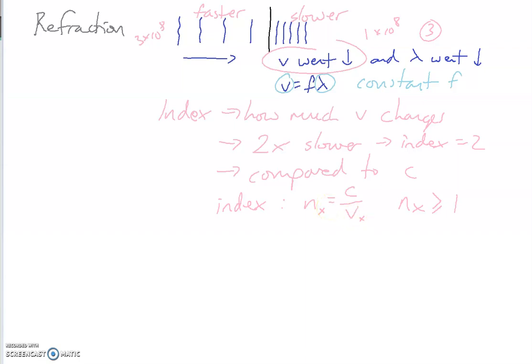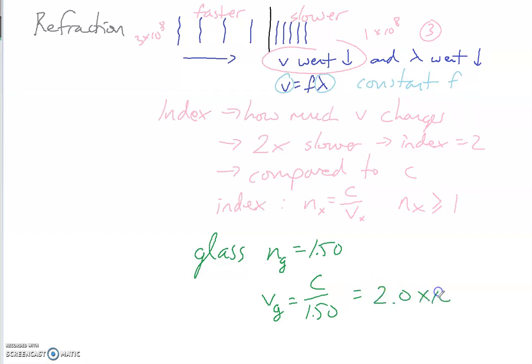For example, if you take just average glass, the index for glass is about 1.5. There's different types of glass, but on average it's about 1.5. So if you wanted to find the speed of light in glass, all you have to do is take the c, speed of light in a vacuum, and divide by the 1.5, and you can find that light travels at about 2 times 10 to the 8 meters per second in glass. So that's how fast light goes in glass.